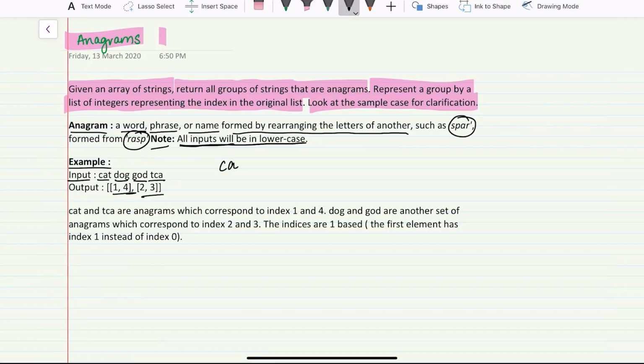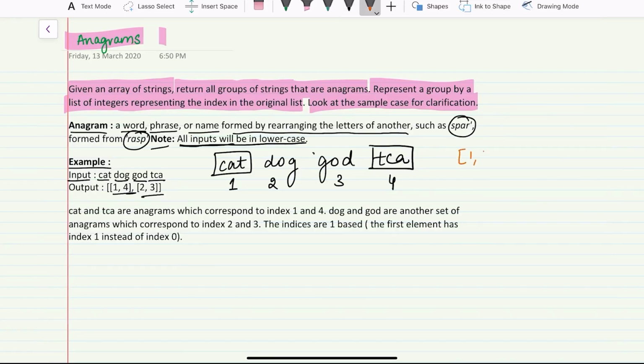So basically we have cat over here, then dog, then god and tca. So this is 1, 2, 3, 4. Cat and tca are anagrams because they have the same set of characters. Even the frequency is the same, but the order is different. So we have taken them together, that means 1 and 4 are together. Likewise, dog and god are both anagrams because again the characters are the same, the frequency is the same, but the order is different. So 2 and 3 are anagrams. So we have to return the answer like this.